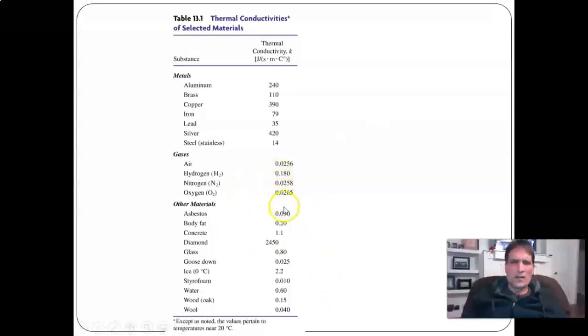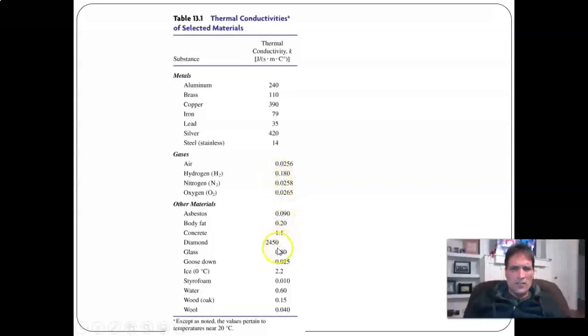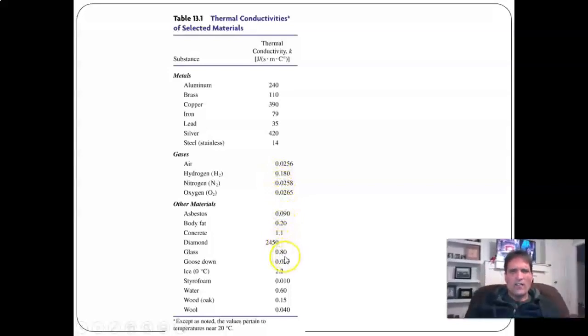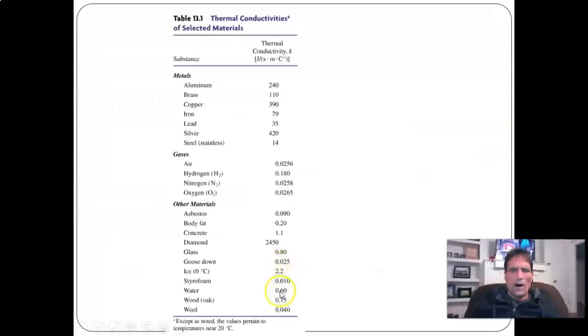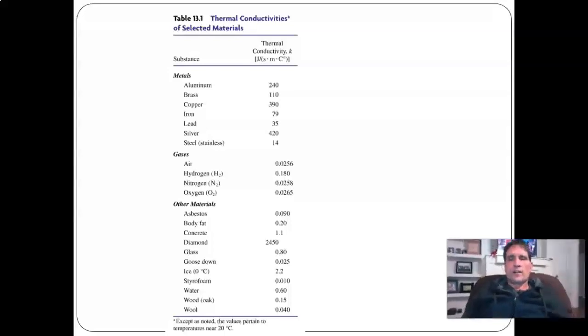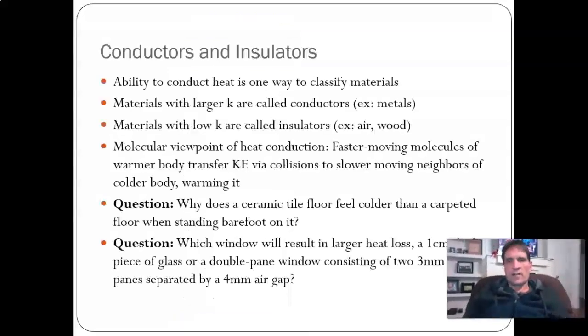Then you have other materials. Diamond's a good conductor. Glass is a good insulator. The conductivity is low. Water's a fairly good insulator relative to metals, but water's a much better conductor relative to air. And so low numbers, wood, wool, styrofoam, those are what are called insulators. Those insulate from heat. They don't allow much heat transfer. And so the bigger the number, the higher the conductivity, the better the material conducts heat.